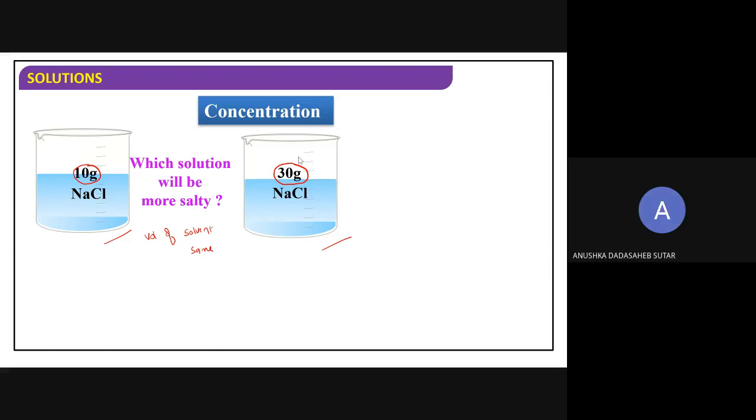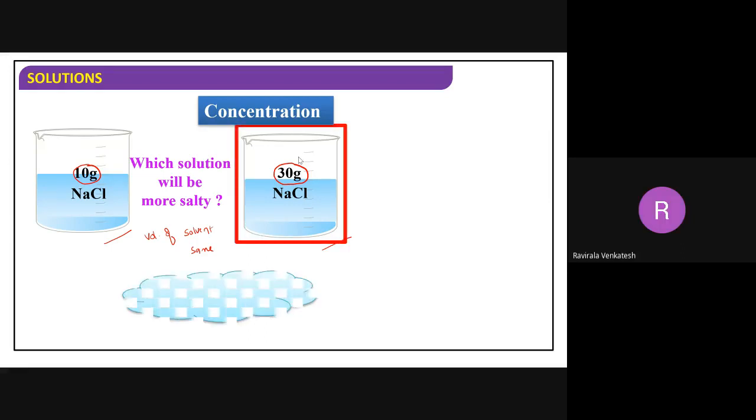Which solution is more salty among these two? The second one. Second means which one? 10 grams or 30 grams? 30 grams. Now why? What is the reason, beta? The mass of NaCl is more in the second beaker.